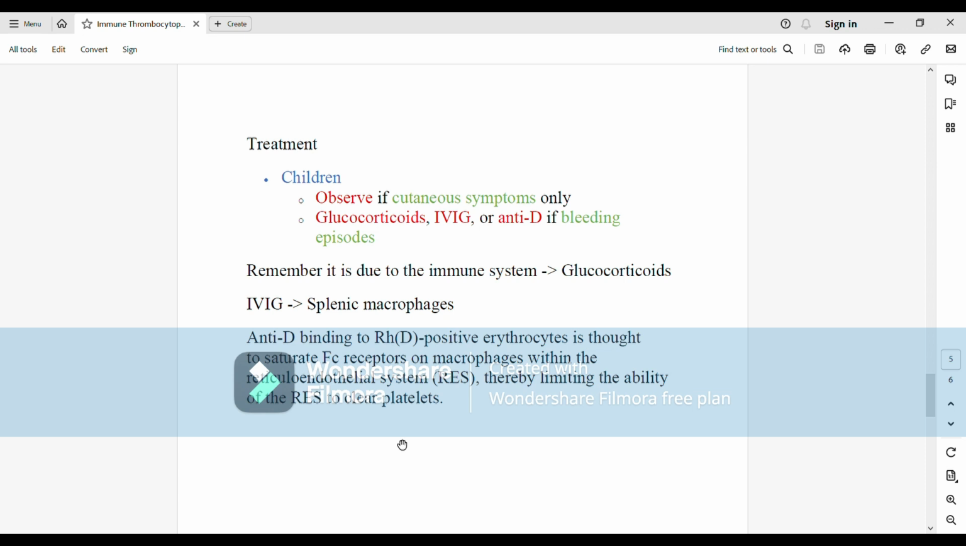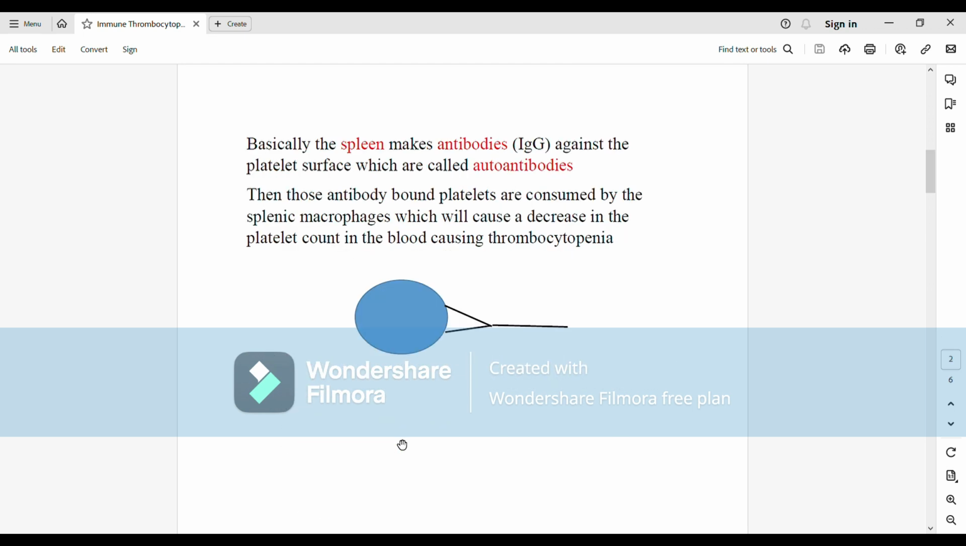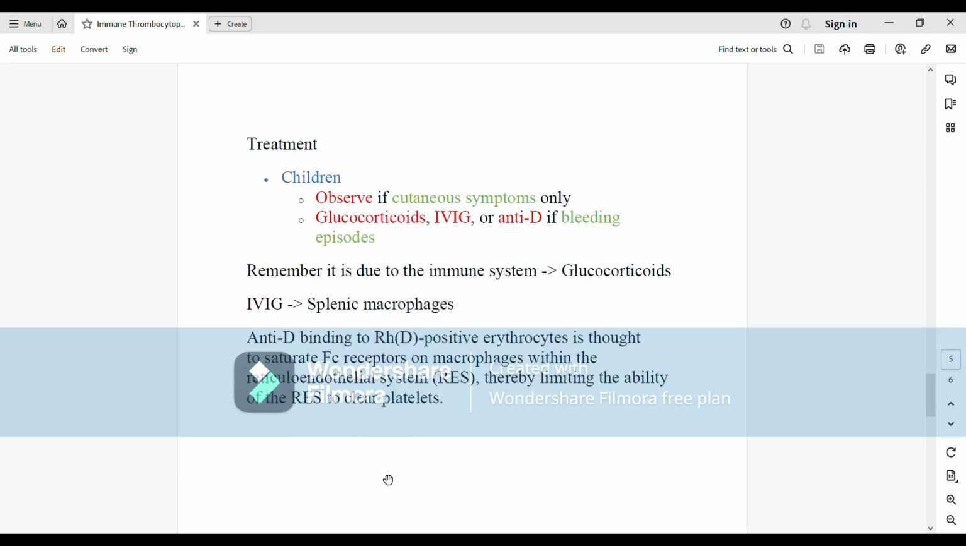The second thing that you can do is give IVIG. IVIG is basically IV immunoglobulin. As we recall, the actual pathology was this antibody which was formed against the platelets. So what we do is we give antibodies from outside and the splenic macrophages become busy with those antibodies, so they are unable to remove the antibodies which are bound to the platelets, and so the platelets are spared, so you don't get thrombocytopenia. So that is the concept of IVIG.